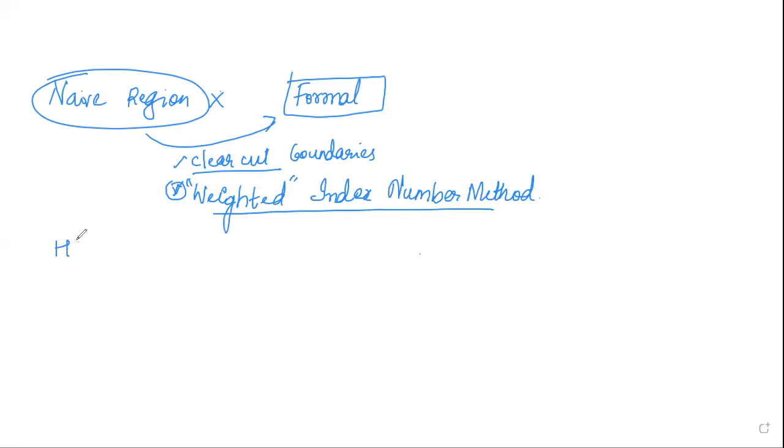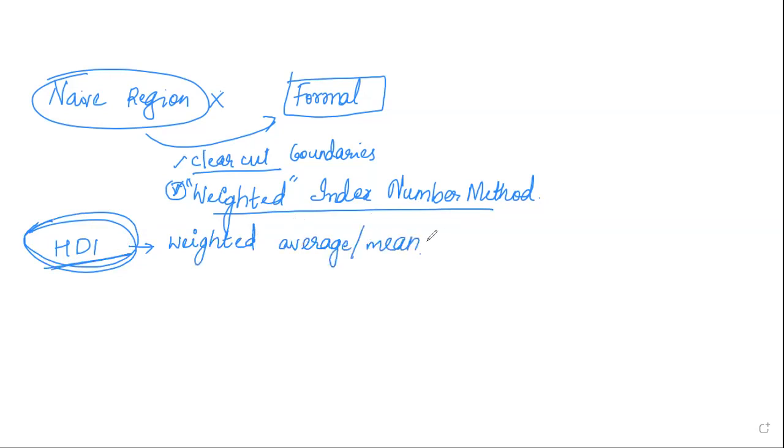See, remember this index called HDI? What do they do in the HDI index? I have weighted averages of my education, literacy levels, my standards of living, my per capita income. I take weighted averages of these three things, and that's how the United Nations Development Programme comes up with the HDI, correct? There is this concept of weighted average or mean of certain parameters.